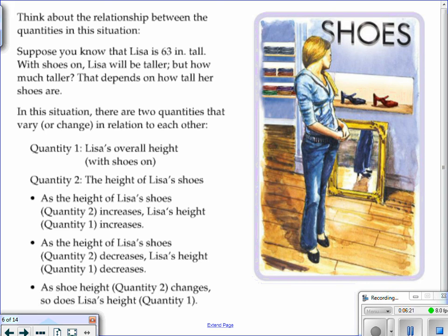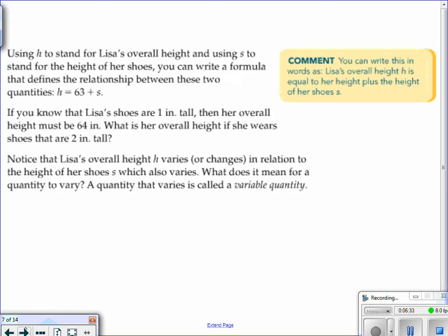Okay, this is just going over the situation with Lisa here again. If you'd like to take a look at that, you sure could. Pause it and take a look. And again, this is just more on the problem we went through with Lisa's height and the height of her shoes.